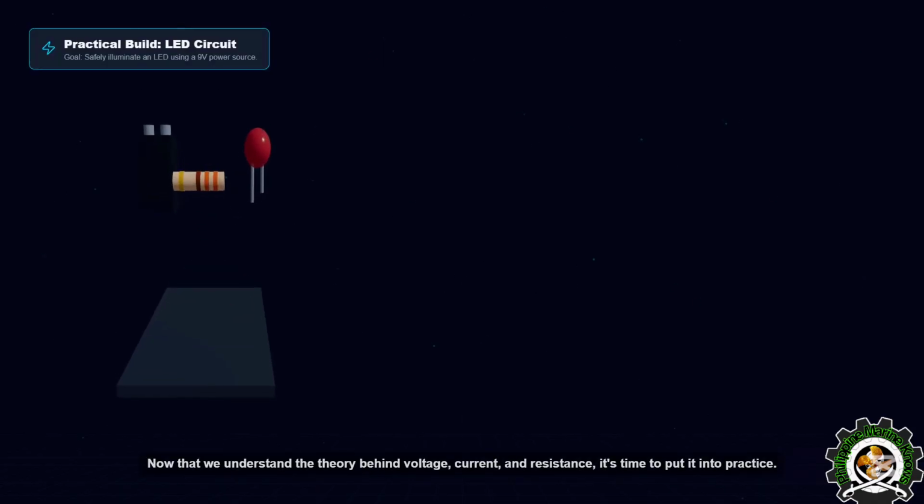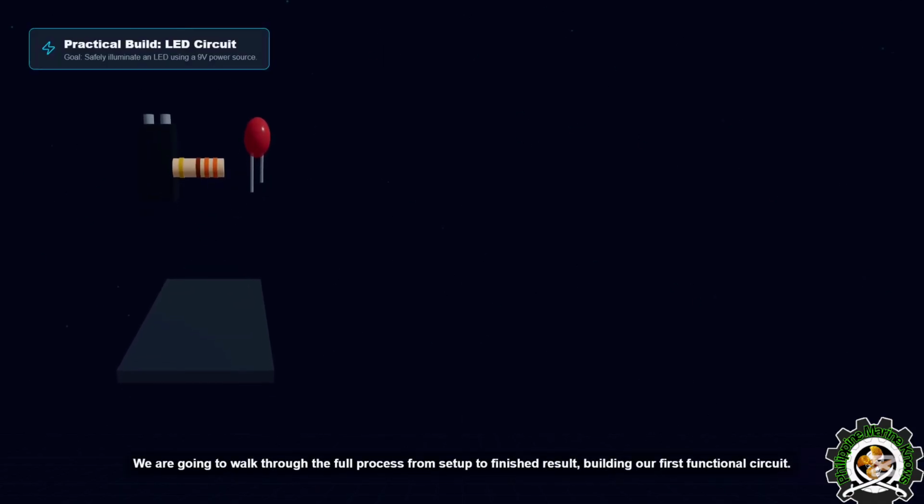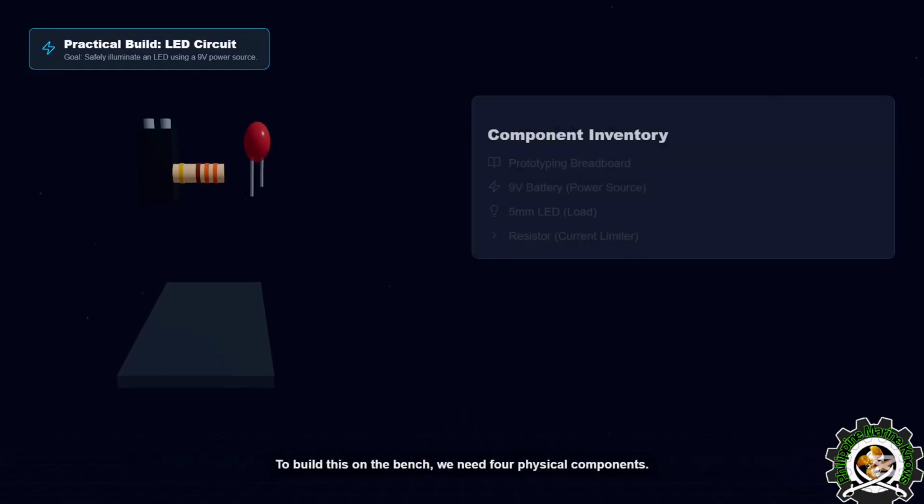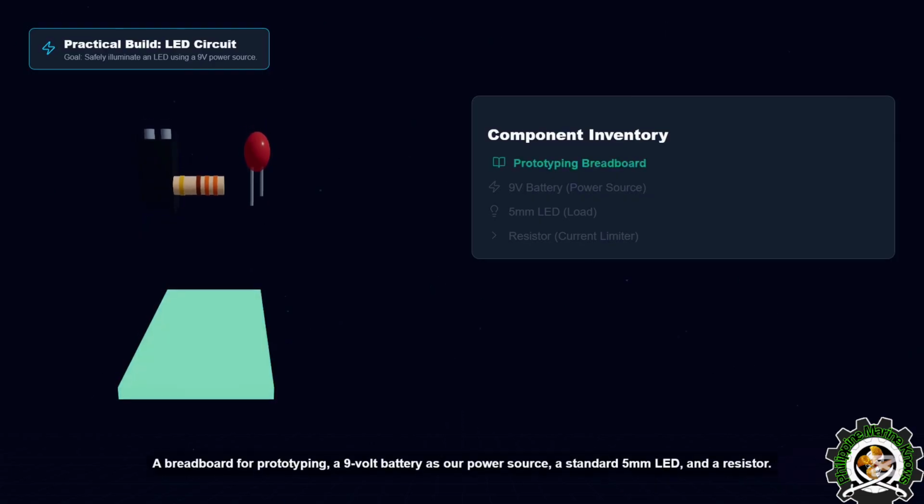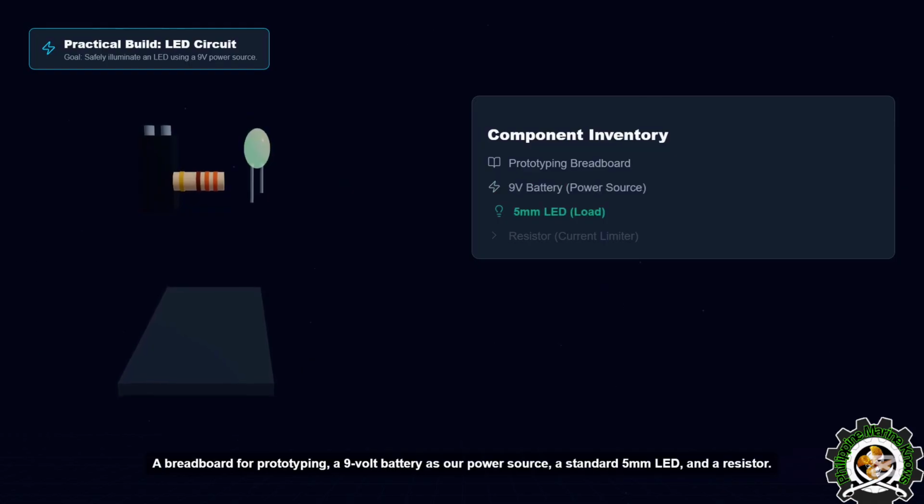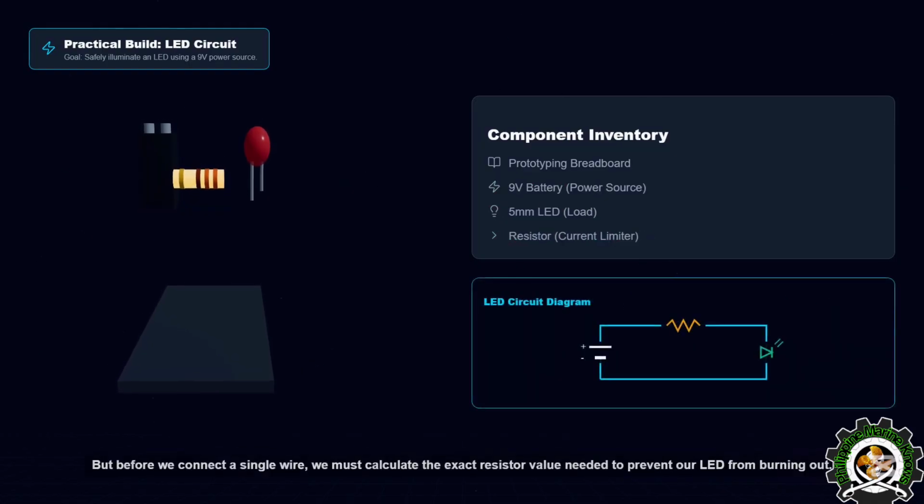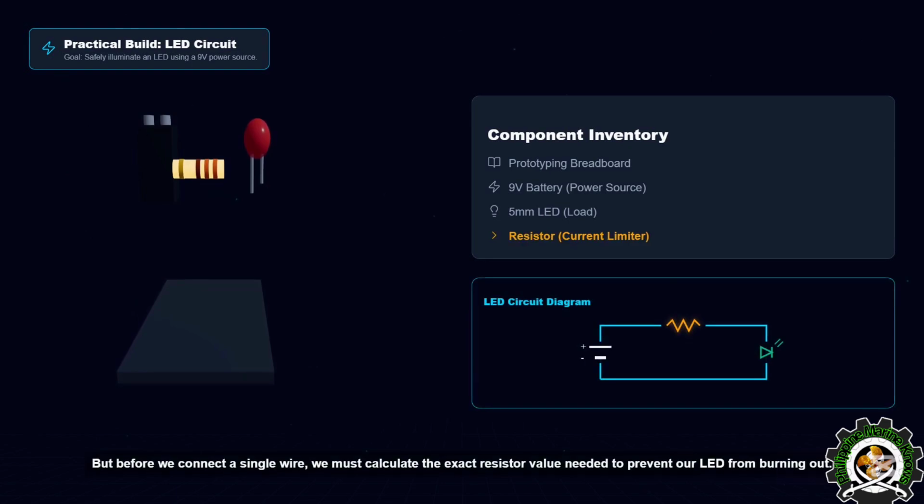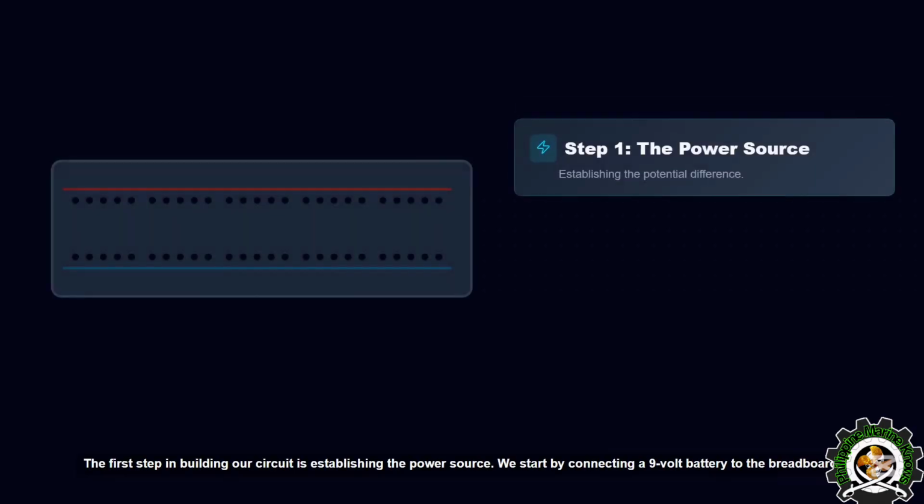Now that we understand the theory behind voltage, current, and resistance, it's time to put it into practice. We are going to walk through the full process from setup to finished result, building our first functional circuit. To build this on the bench, we need 4 physical components. A breadboard for prototyping, a 9-volt battery as our power source, a standard 5mm LED, and a resistor. But before we connect a single wire, we must calculate the exact resistor value needed to prevent our LED from burning out.